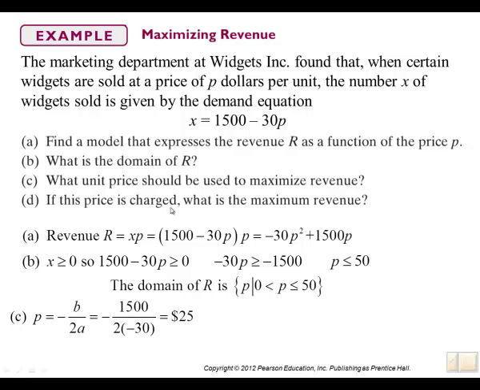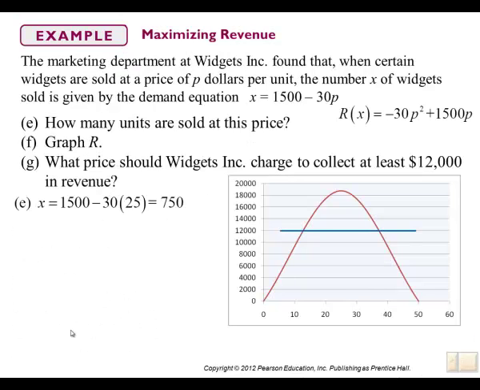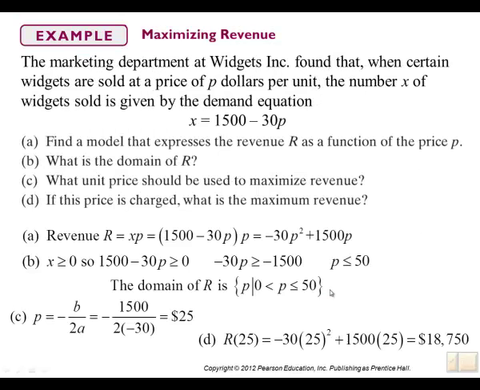Alright, so now we want to know what unit price should be used to maximize the revenue. And what we do here is we use the equation for the axis of symmetry. Now if we go to the next, here's our graph. This is the graph for our revenue equation. The axis of symmetry splits the parabola in half, right where the vertex is, where it peaks out. So this equation is that line right there, negative b over 2a.